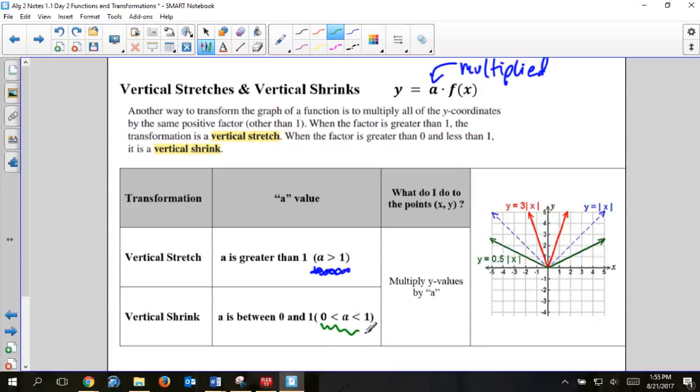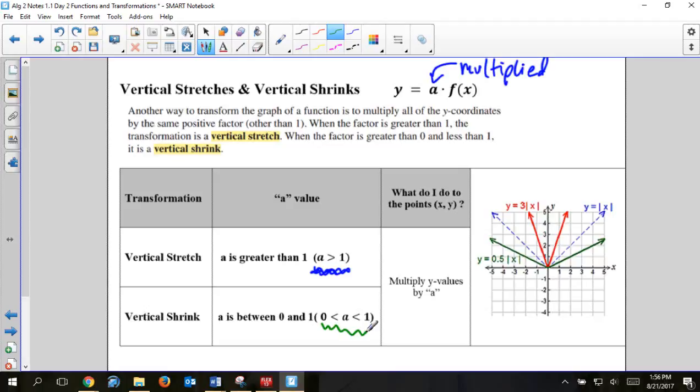If the number is between 0 and 1, that means it is a fraction between 0 and 1, it is a vertical shrink. So a stretch is bigger than 1. A vertical shrink is between 0 and 1. And there's something I did not include here. So I have bigger than 1. I have between 0 and 1. What happens if it's less than 1? Whatever multiplying by a number that's less than 1.